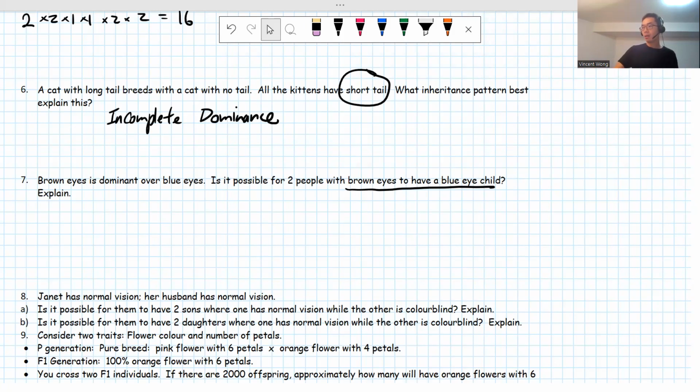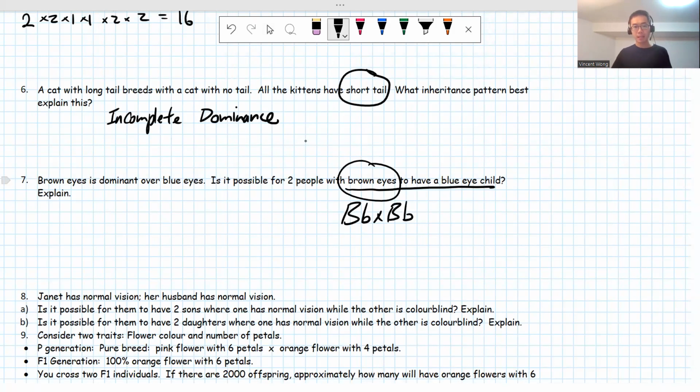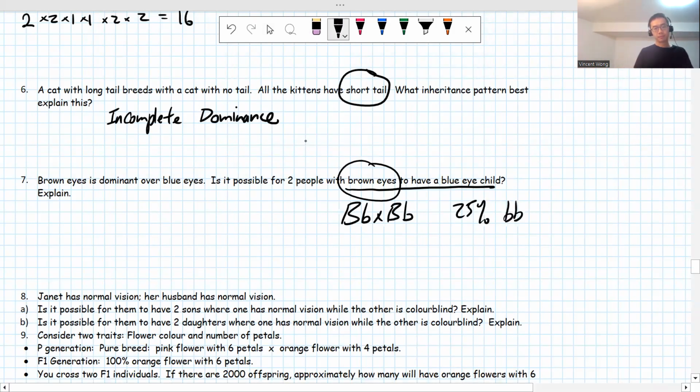Okay. Most of you think yes, which is correct. It's possible for the parents to be big B, small b and big B, small b. Obviously if they're big B, big B, then it's not possible because everybody's going to have brown eyes. But if they're heterozygous, then sure. 25% chance of a blue-eyed child. So you've got to think of all the possibilities for a brown-eyed individual.